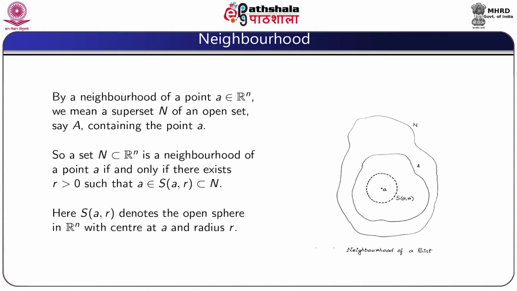We start with the notion of a neighborhood. By a neighborhood of a point A in R^n, we mean a superset N of an open set containing the point A. So, a set N in R^n is a neighborhood of a point A if and only if we are able to find a positive real number R, such that A lies in the open sphere S(A, R) which lies entirely within N. Obviously, the neighborhood of a point is not unique.